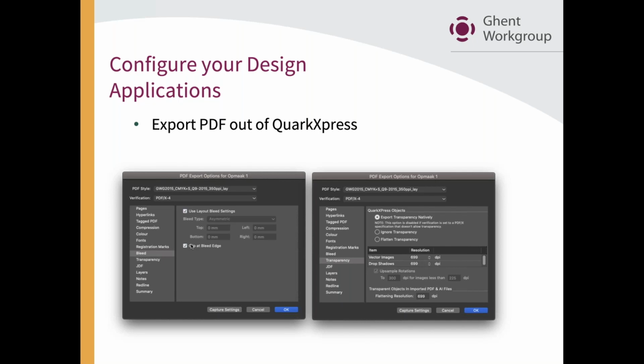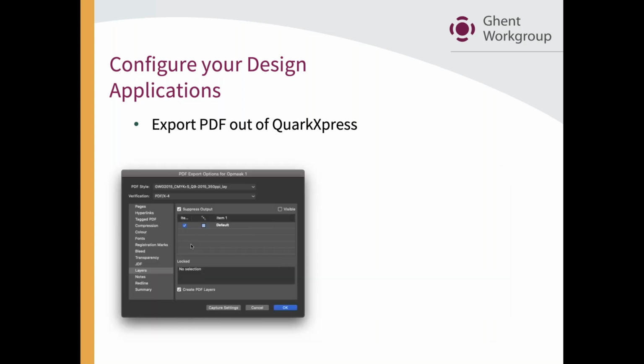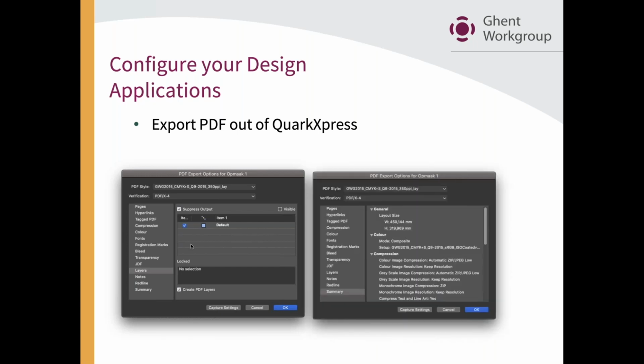Transparency: we accept transparency. We don't do any flattening. We leave transparency in our file. This is a preference setting. And you see here also, when you use layers, you can mark which layers will or can go in your PDF. I will explain a little bit more with InDesign why we should do that.